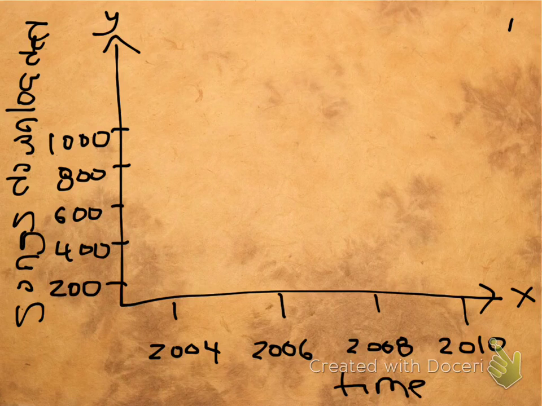So we're going to graph 2004 at 200. And then 2006 there were 500. So that's going to be our next point. So that means we went up 300 songs and we went over 2 years. So if we continue that, that would be up 300 from that. That's going to be 900 over 2 years. And we can keep going, but that's going to give us our line.